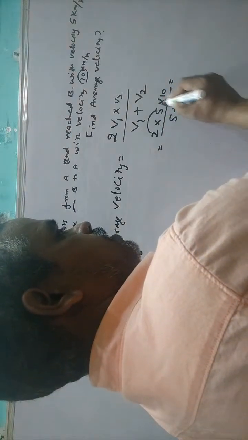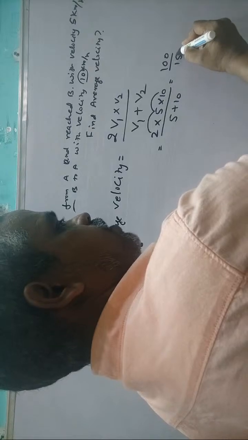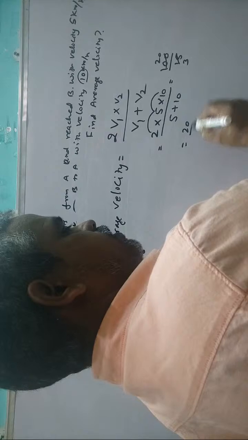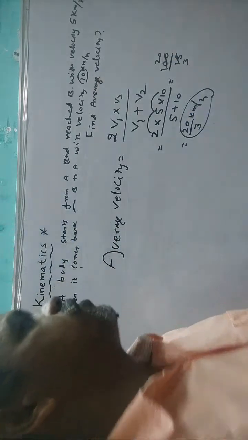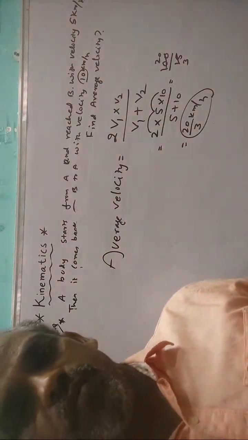2 fives are 10, 10 tens are 100, by 10 plus 5, 15. 5 threes are 15, so you will get 20 by 3 kilometer per hour. This is the average speed, average velocity in this situation. This is very important. Simple.